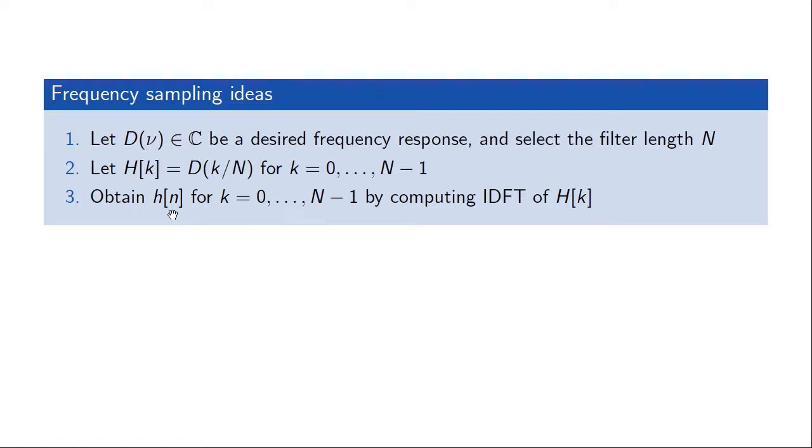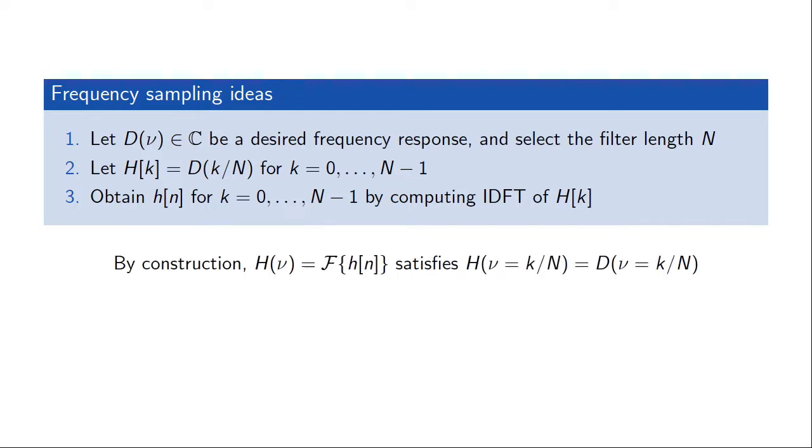So this procedure of designing the filter h of k has the property that by construction the discrete time Fourier transform of the filter h of n will satisfy the property that its frequency response h of nu is equal to the desired frequency response at every such sample point, which is given by k over n in terms of normalized frequency. So this is a way of matching a desired response for a finite set of points in the frequency domain.